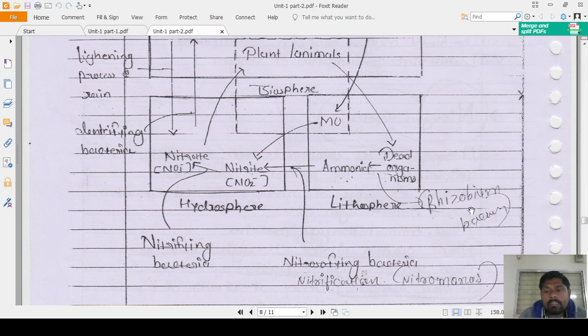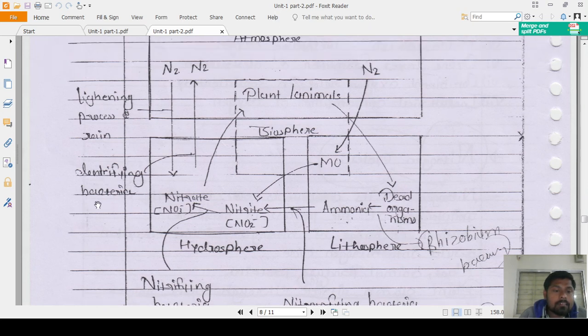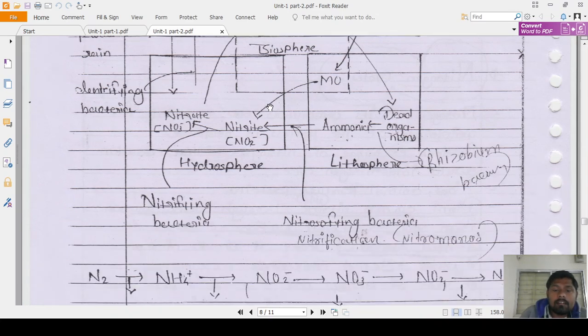That is the rhizobium bacteria. With the help of the denitrifying bacteria, this process takes place, that means nitrate is converted into N2. The reverse of that, N2 giving nitrate, is the lightning process, that is rain. That is the nitrogen cycle.